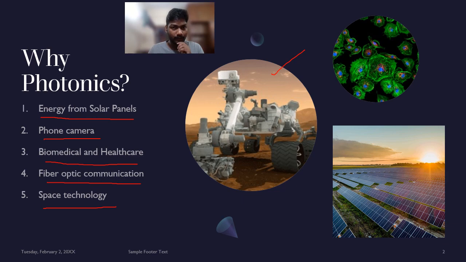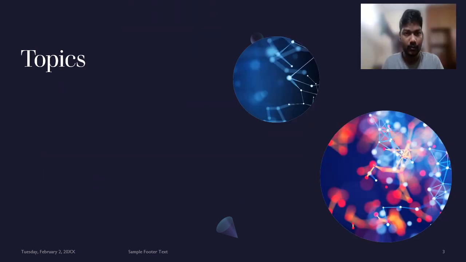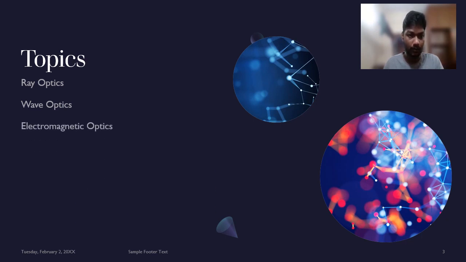So let's go to the next. The topics we will discuss in this brief course are, first, ray optics, and then we will jump to wave optics, which is the broader version of ray optics and incorporates more theory for the study of photonics. Then electromagnetic optics. After that, we'll go to quantum optics, which is one of the newest optical theories. And then we'll discuss lasers and photodetectors.